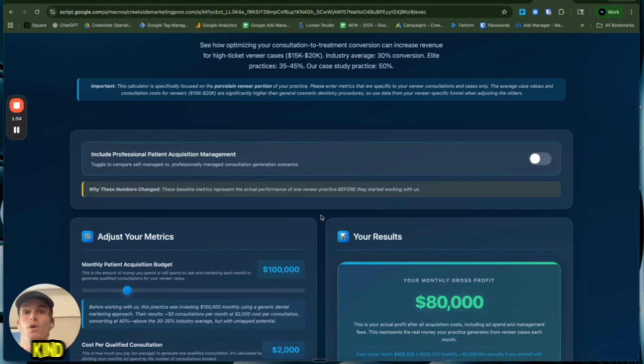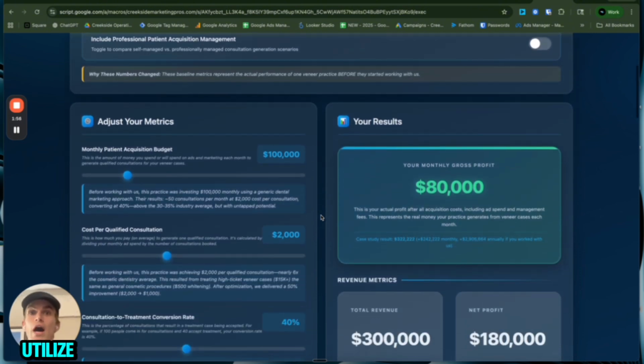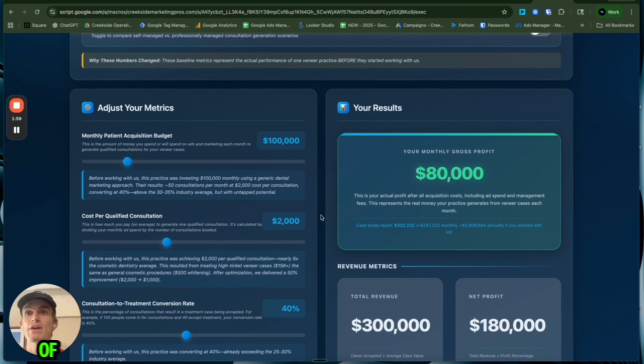But moving forward, to show you how exactly to utilize this tool to the best of your ability, you'll be putting in 5 metrics in here, and all of the numbers on this right-hand side are calculated based on these 5 metrics. The first one that we have is your monthly patient acquisition budget. This is essentially the amount of money you'd spend on marketing in order to obtain dental veneer clients.